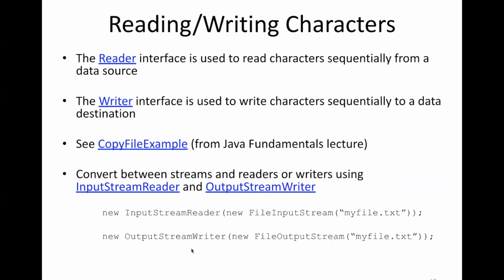And you can do the same thing with an output stream writer. That will take an output stream as a parameter, so it's a writer, so you can write text data on it, but it will connect to a stream, and then it will do the conversion from text to bytes for you. So those are very useful classes.